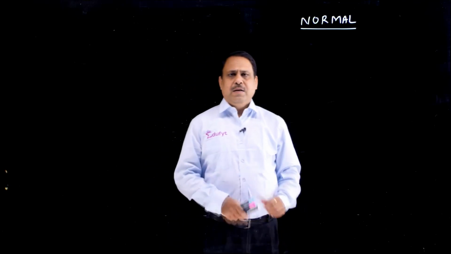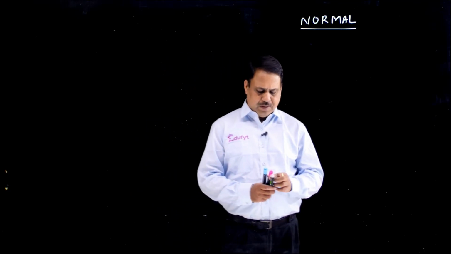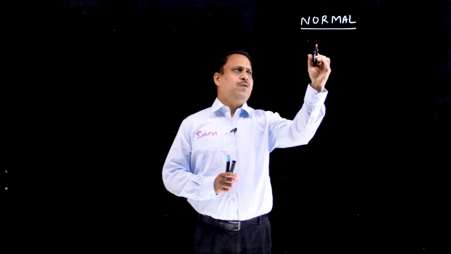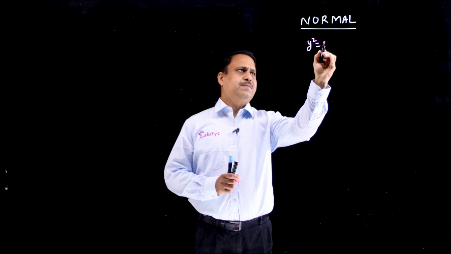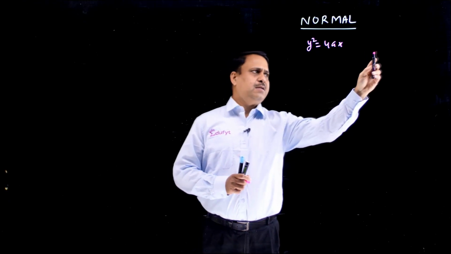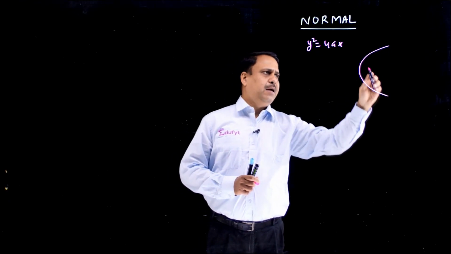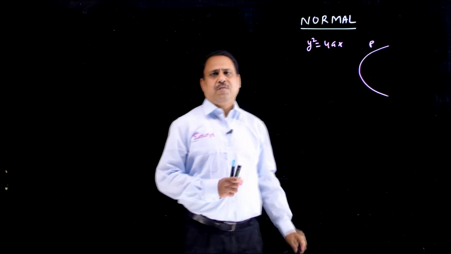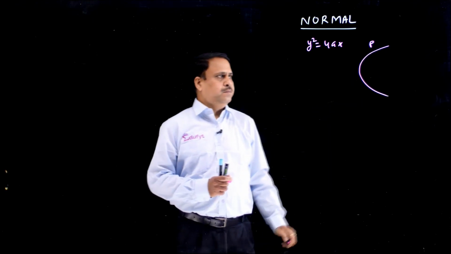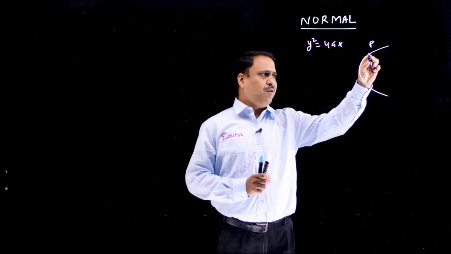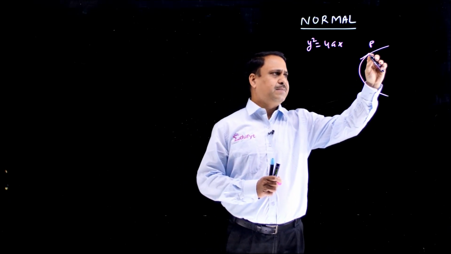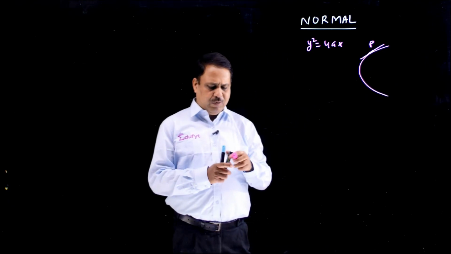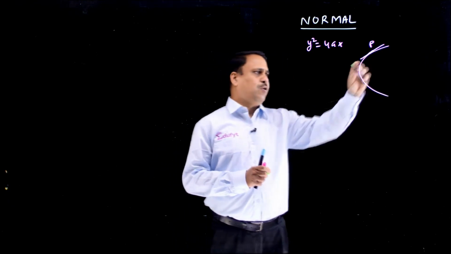Equation of normal to a parabola. The standard form we will take: let y square is equal to 4ax be any parabola, and P any point on it. First we will find this in parametric form. This is the tangent, and the normal is the line perpendicular to the tangent passing through the point.